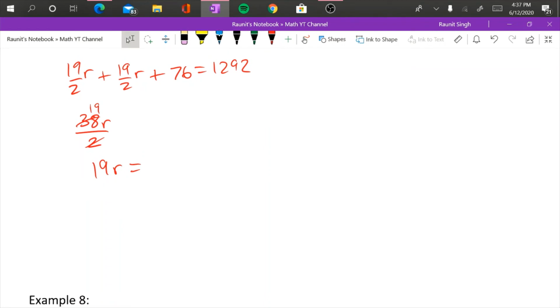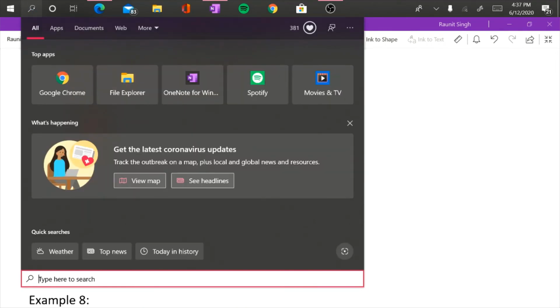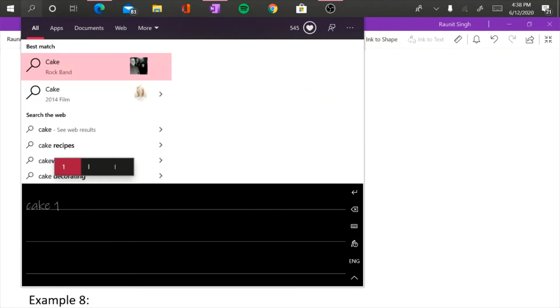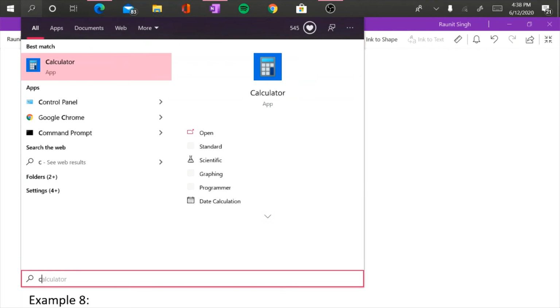I'm going to bring out the calculator because later on we're going to actually need it really badly, because I do not know how to do it. I don't know why it said cake. Yeah, that's what we need. Calculator.